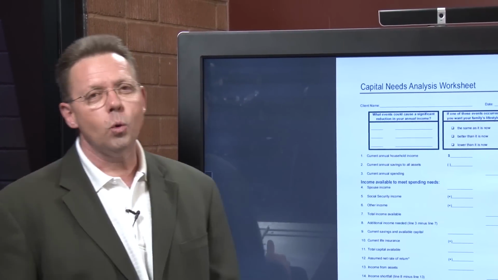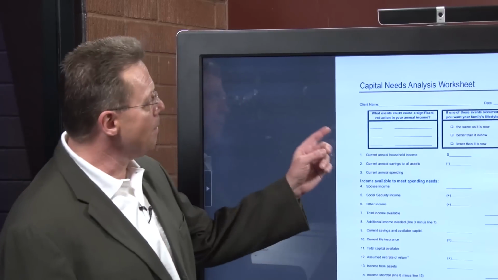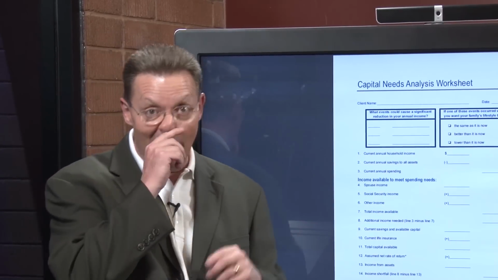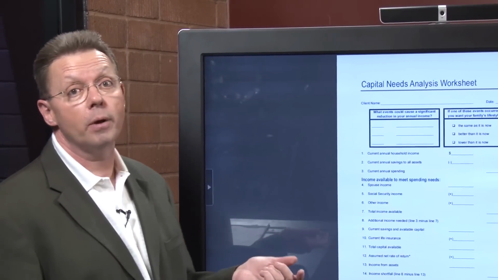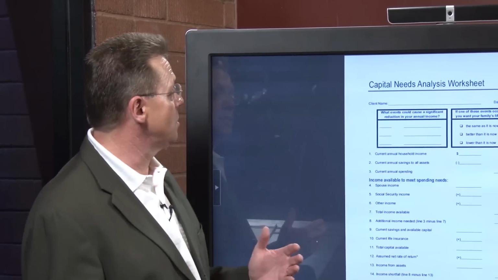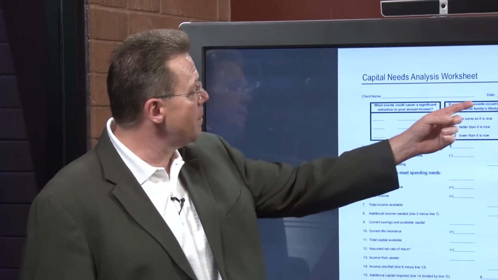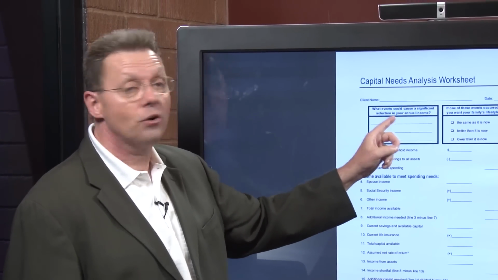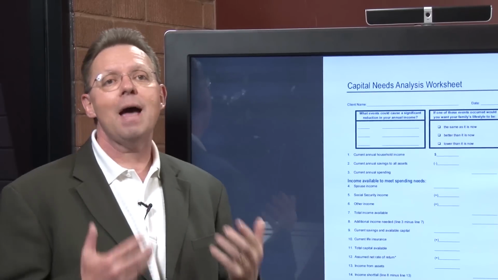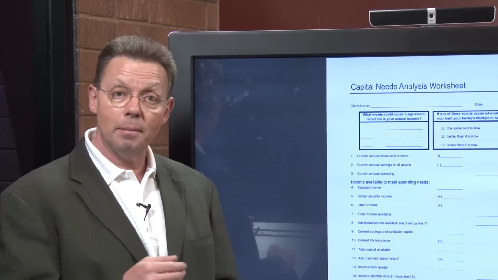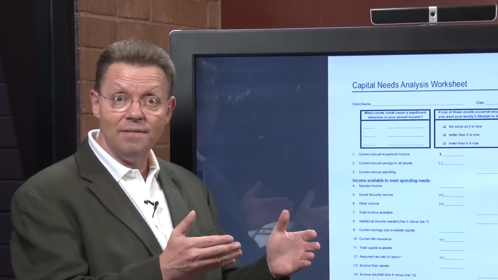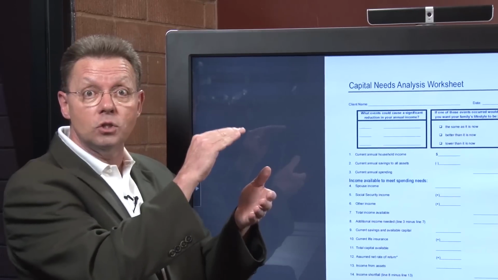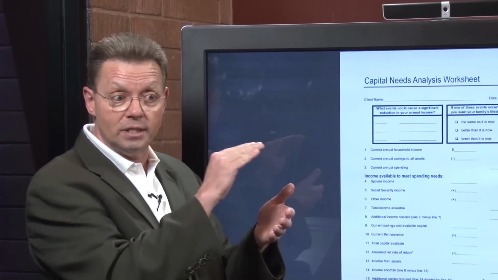Now, I want to do a quick review on the capital needs analysis worksheet. The reason I like this is because yesterday we were talking about life events. When I put the client's name and date in here, what events will cause a significant reduction in your annual income? What would happen? What life event? And remember, you can print the life event out and go through any of those events with your prospect or with your existing client.